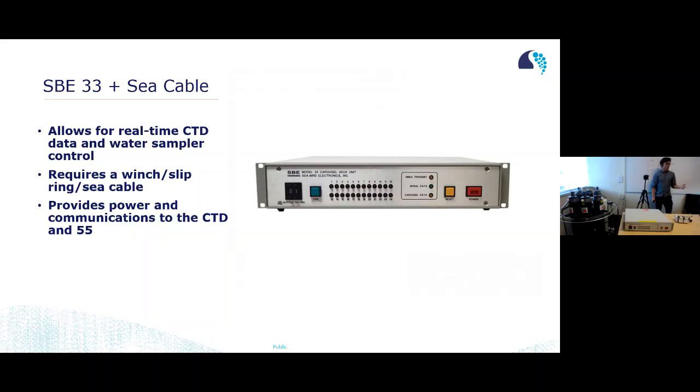When you're using this, you need to have a winch, a slip ring, and a C cable to be getting that real-time data. And when you're using it, it provides power and communications to the CTD and the 55. Again, I'll demonstrate this shortly.